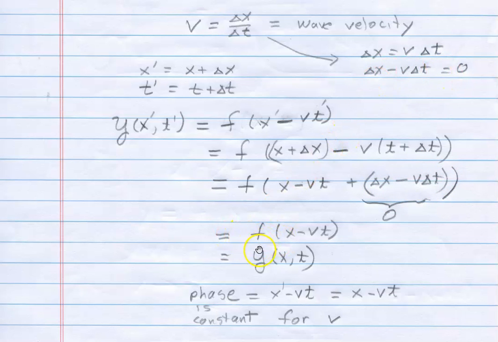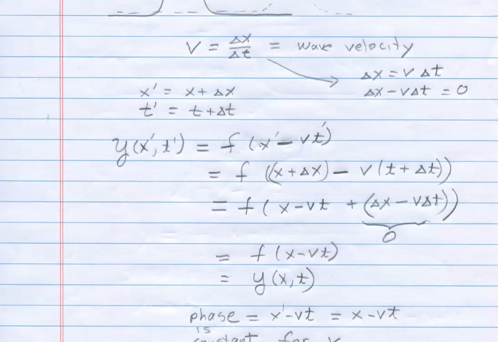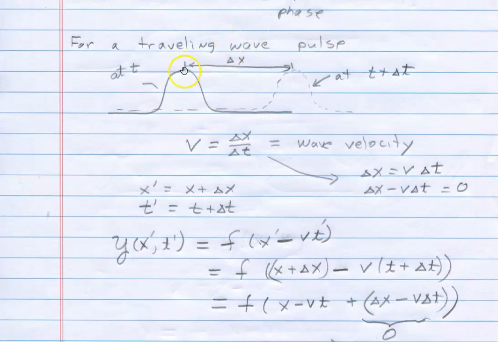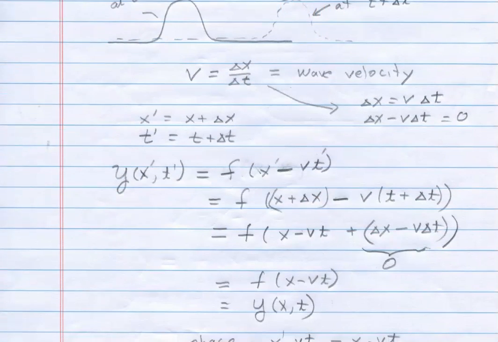And so what I find is that f of x minus vt is just y at x and t. Now I'm focused on a very specific point, namely this peak. And that peak is at constant phase. That's something that the eye just tends to do. When you see motion of waves, it draws your attention to the peaks, and you can compute the velocity of them just by looking to see how far the peak has moved in a given time.